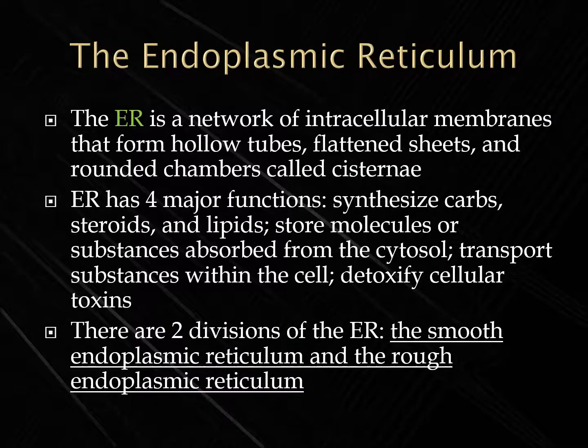The endoplasmic reticulum is a network of intracellular membranes that form hollow tubes, flattened sheets, and rounded chambers called cisternae. The endoplasmic reticulum has four functions. 1. To synthesize carbs, steroids, and lipids. 2. To store molecules or substances absorbed from the cytosol. 3. To transport substances within the cell. 4. To detoxify cellular toxins. There are two divisions of the ER, the smooth endoplasmic reticulum and the rough endoplasmic reticulum.